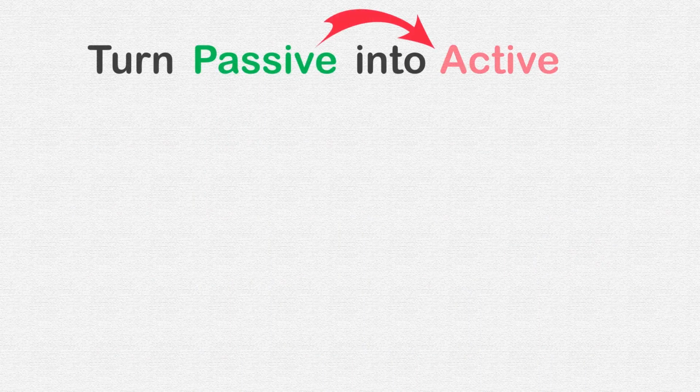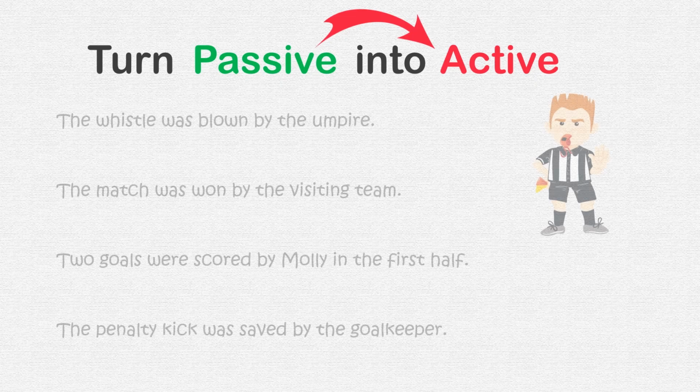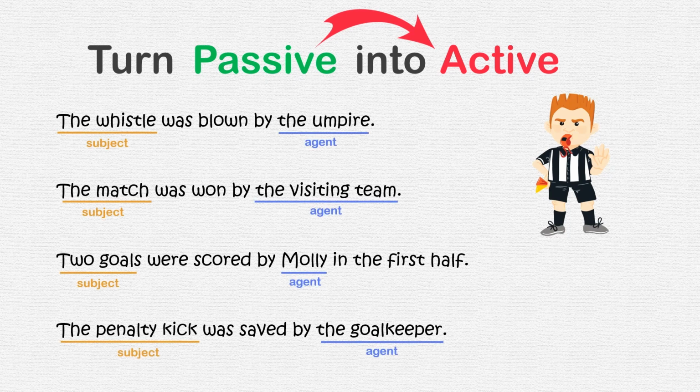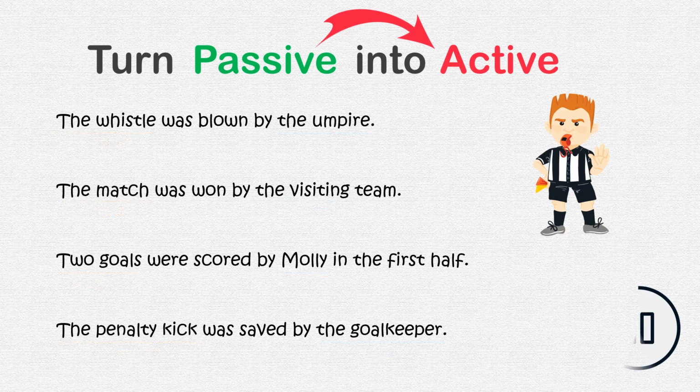Now let's practice turning passive voice to active voice. Here are our 4 sentences. These sentences are in the passive voice because the subject and the agent in each are different. Rewrite each in active voice. Pause here while you work. Let's see how you went.